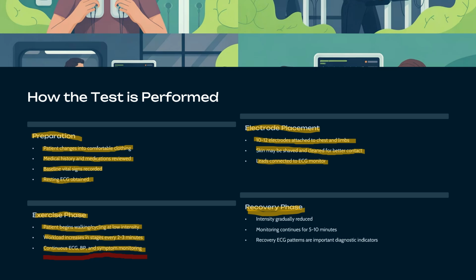Next, during the recovery phase, intensity is gradually reduced, meaning the speed of the treadmill and the inclination of the treadmill. Monitoring continues for 5 to 10 minutes to see whether the heart rate is returning to the pre-exercise level or not. Recovery ECG patterns are important diagnostic indicators of whether the ECG pattern which was present before the test is attained again after the test also.